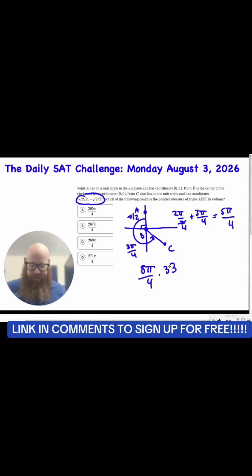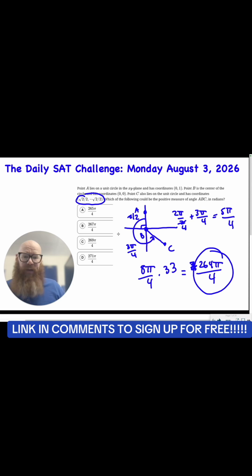So I did that in the calculator actually, and that was 264. So if I multiply by 33, I get 264 pi over 4. So taking this away is like taking away 33 full circles, which keeps it coterminal. And if I take that away from each of these, then this is the one that's going to be also 5 pi over 4, which is the positive version of this angle ABC. All right? Hope that helped.